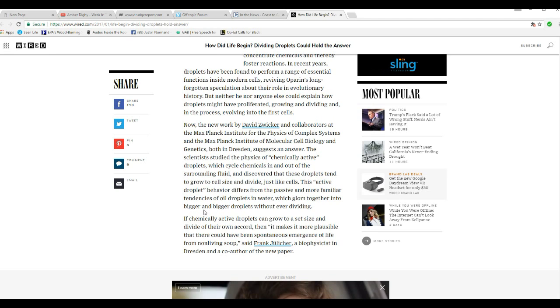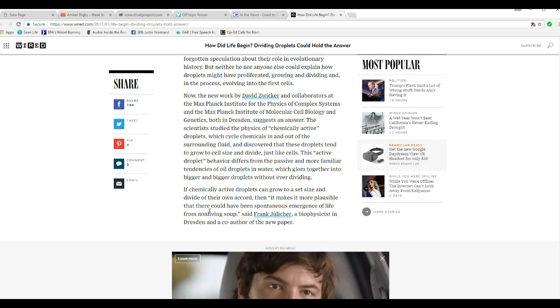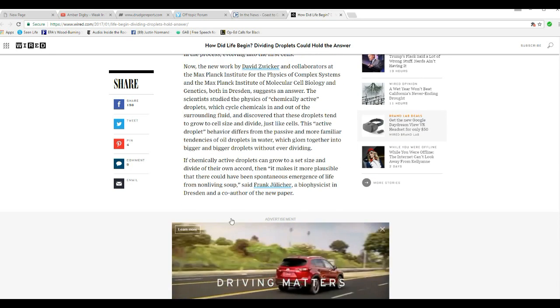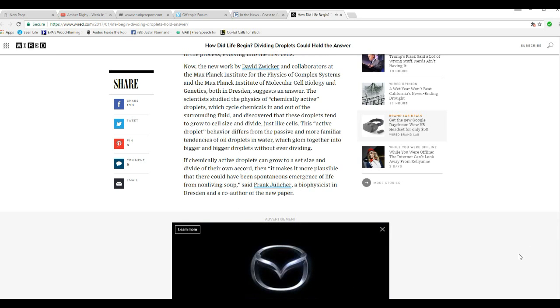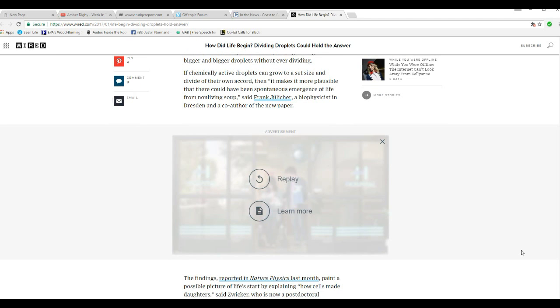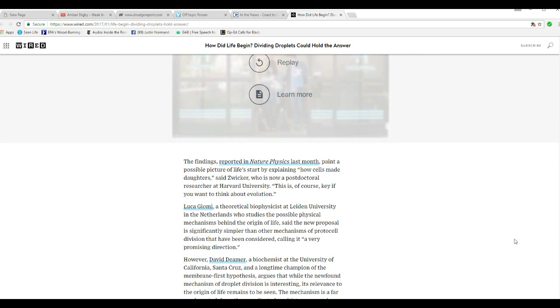If chemically active droplets can grow to a set size and divide on their own accord, it makes it more plausible that there could have been spontaneous emergence of life from a non-living soup, said Frank Jülicher, a biophysicist in Dresden and co-author of the new paper. The findings reported in Nature Physics last month may paint a possible picture of life's start by explaining how cells made daughters, said Zwicker, who is now a postdoctoral researcher at Harvard University. This is, of course, key if you want to think about evolution.